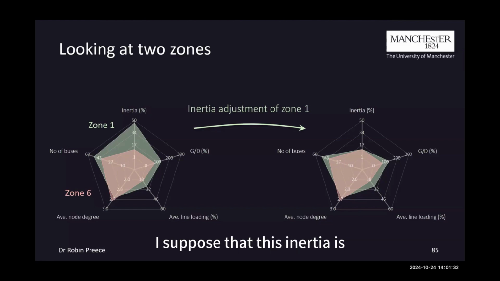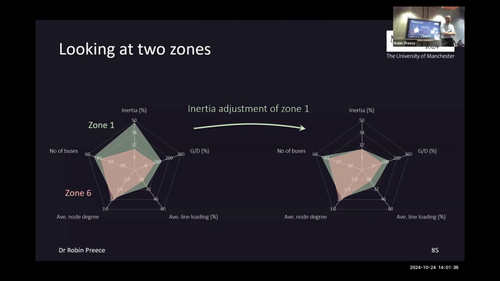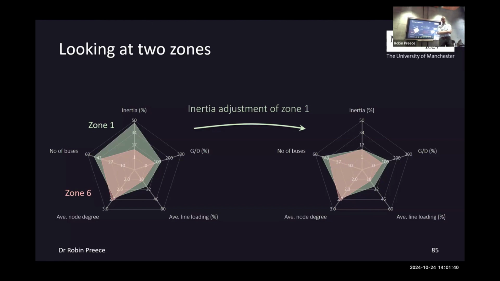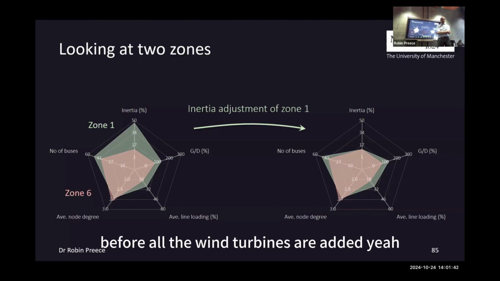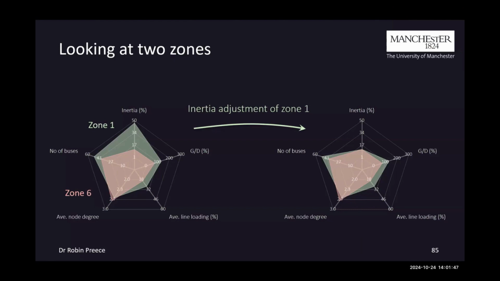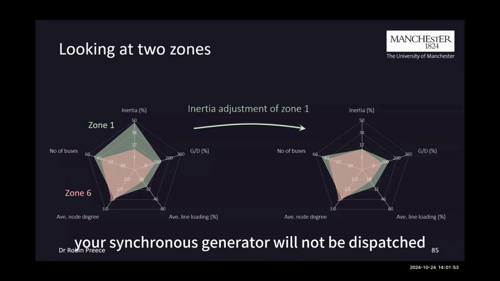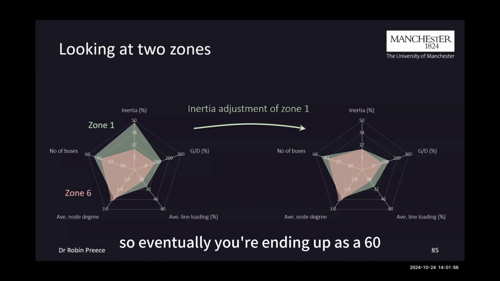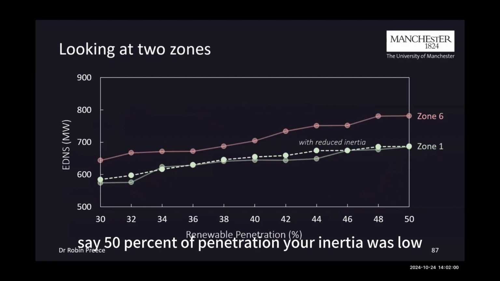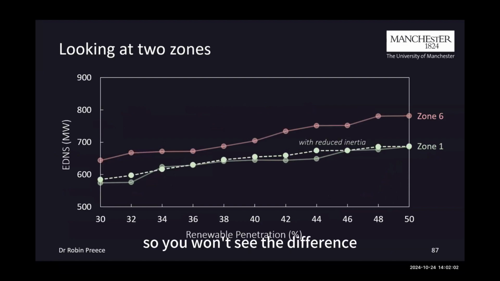I suppose that this inertia is before you do the renewable penetration study, right? Yes, exactly. This is the base case before all the wind turbines are added. Yeah, so my point is, if you are doing this high renewable penetration, then your inertia will be reduced to that amount anyway, because your synchronous generators will not be dispatched. So eventually, you're ending up at say 50% penetration. Your inertia was low whatsoever, so you won't see the difference.